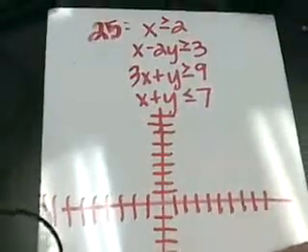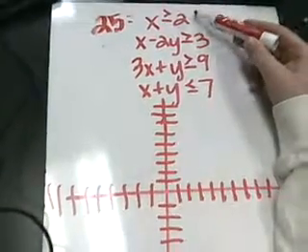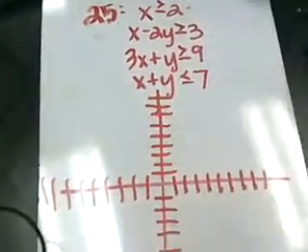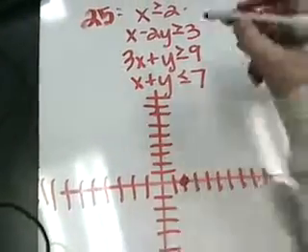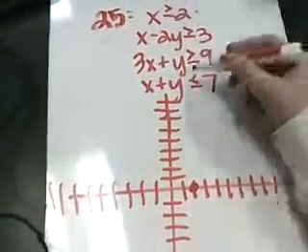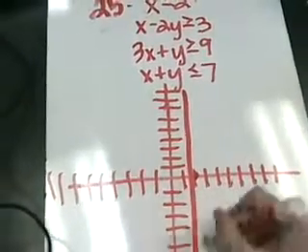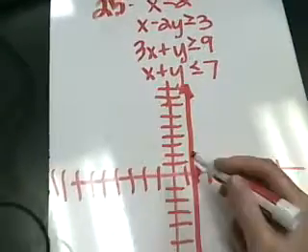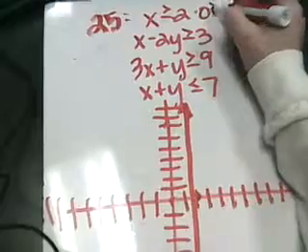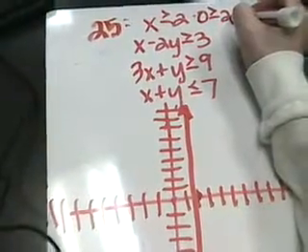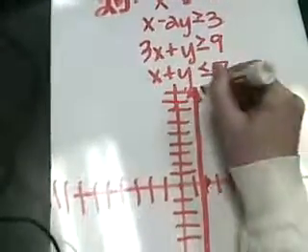Okay, so first one, x is greater than or equal to 2. That's a vertical line, x equals 2, so here's 2. I know it needs to be a vertical line, and it's a solid line. Then I can test 0, 0. Is 0 greater than or equal to 2? No, it is not, so I'm going to shade the other side where 0 is not.